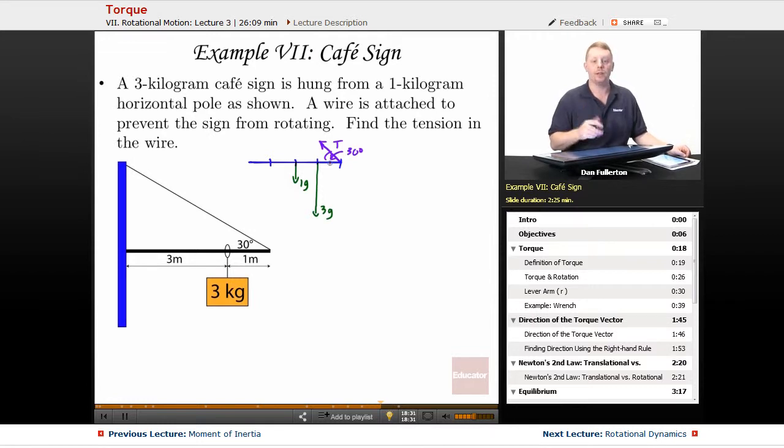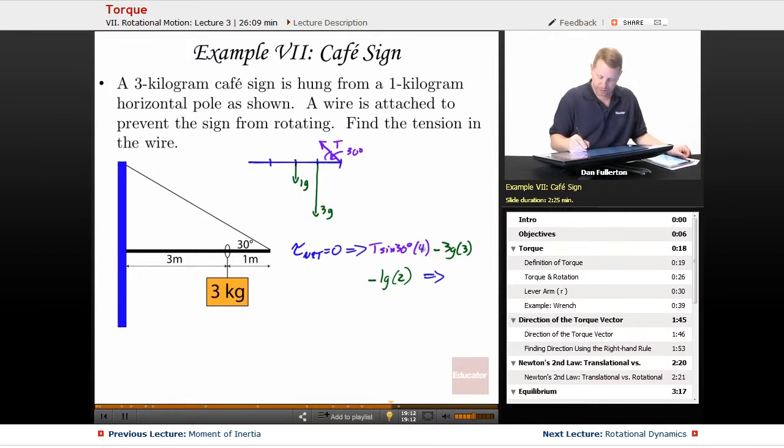Now, since it's in equilibrium, we know the net torque must be 0, so we'll start there. Net torque equals 0, which implies, as we add up the torques, that we'll have T sine 30 times the distance over which it acts, that 4 meters. That's counterclockwise, so we'll call that positive. We also have minus 3g acting at 3 meters, negative because it's causing a clockwise torque. And we have minus 1g at 2 meters, negative because it's also causing a clockwise torque.